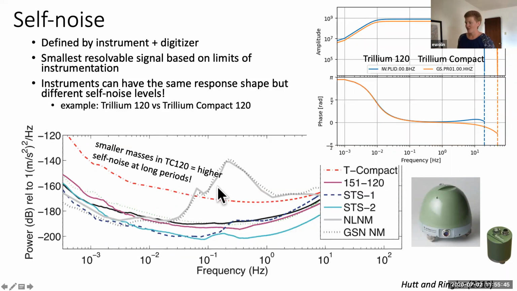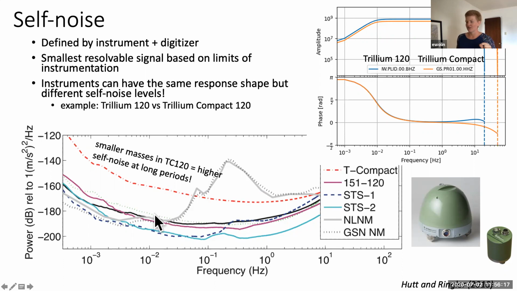So here's our microseismic band here. And you can see that this Trillium compact has higher self-noise at long periods than other broadband sensors. So here's that Trillium 120 here, this kind of green dashed line. And what this is saying is, although they have the same response shape, this Trillium compact cannot resolve the same tiny, tiny low amplitude signals that this Trillium 120 can.